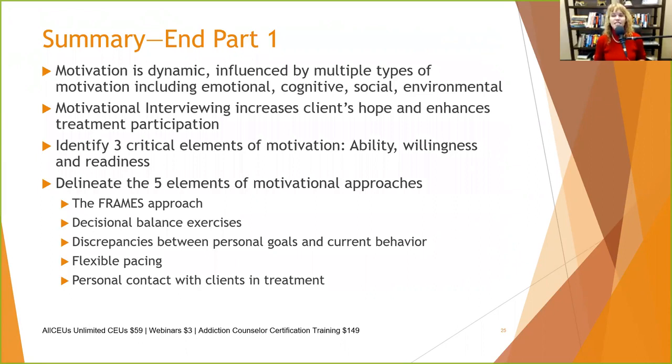Motivational interviewing increases clients' hope and enhances treatment participation. The three critical elements of motivation are ability, willingness, and readiness. And the elements of all motivational approaches include the FRAMES approach: feedback, responsibility, advice, menu of options, empathy, and self-efficacy. The use of decisional balance exercises to increase the motivation, helping them identify discrepancies between their personal goals and their current behavior, flexible pacing, and personal contact.